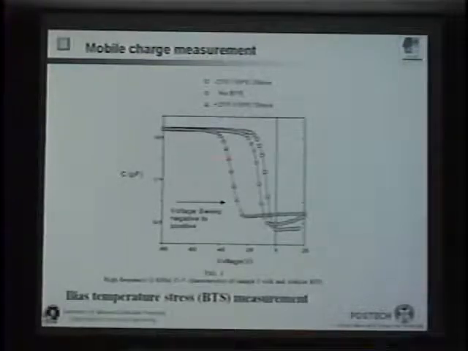Another thing is the so-called bias temperature stress. In this case, you heat up the polymer and apply a DC voltage. Then the mobile charge will move either towards the semiconductor or towards the metal, and the CV curve will change. From this measurement, you can determine the amount of mobile charges in the film.